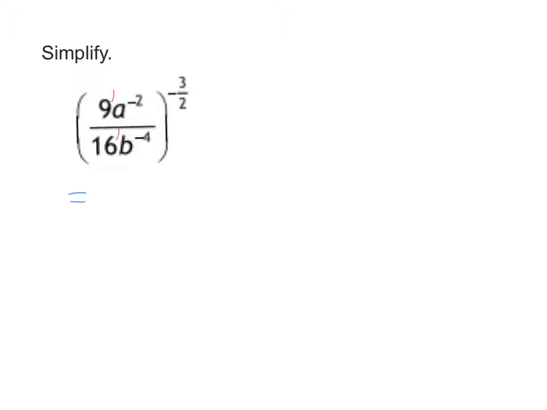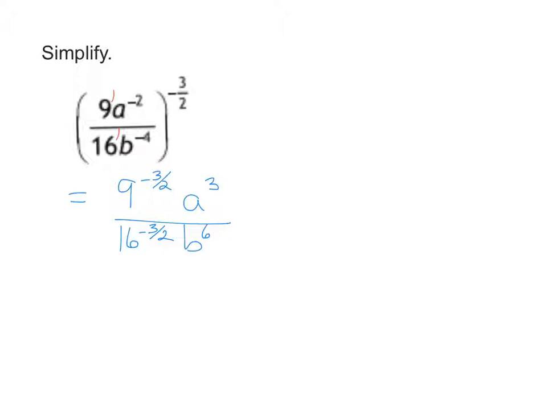So this will become 9 to the power of negative 3 over 2. A to the power of positive 3. It's negative 2 times negative 3 over 2, which is a positive because negative times negative, positive 3. And then 16 to the power of negative 3 over 2. And b to the power of 6.